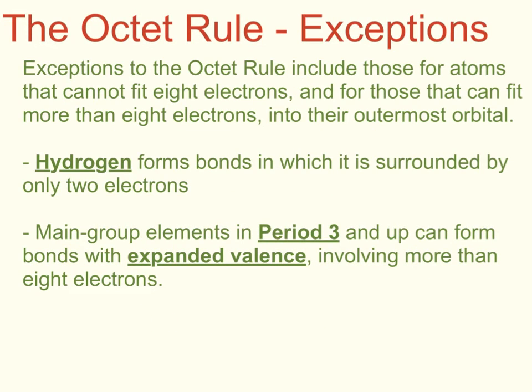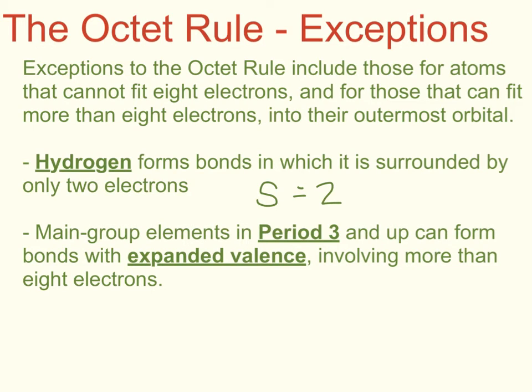Like everything else in life, there are exceptions to the rule. Exceptions to the octet rule include hydrogen. Recall that hydrogen forms bonds in which it is surrounded by only 2 electrons. That is because hydrogen is in the first energy level. In the first energy level, there's only the s orbital, and the s orbital holds 2 electrons. So hydrogen has a full outer shell with just 2 electrons.